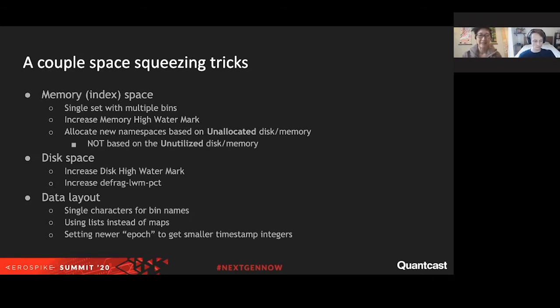A couple of other space-saving tricks that we've been using. We store our indices in memory for performance reasons, because it's faster to access your data when you have the indices already loaded into memory. This means that our memory usage scales with the number of records that we have.